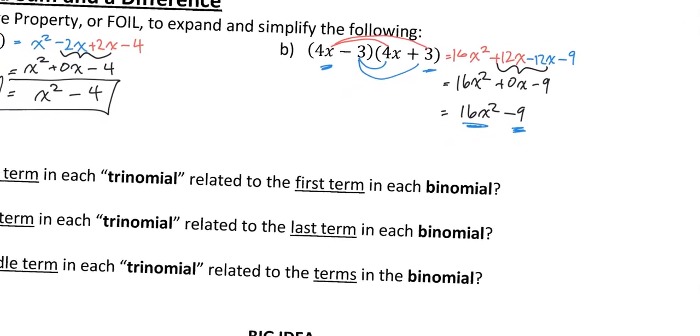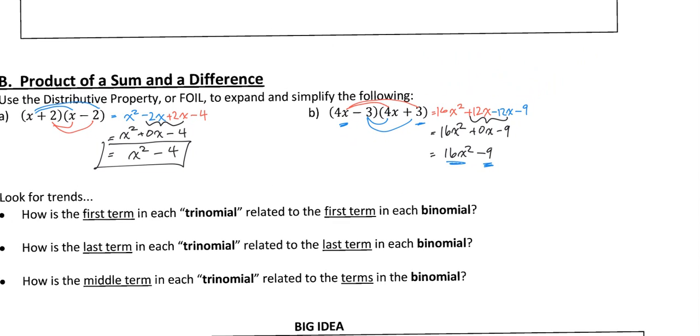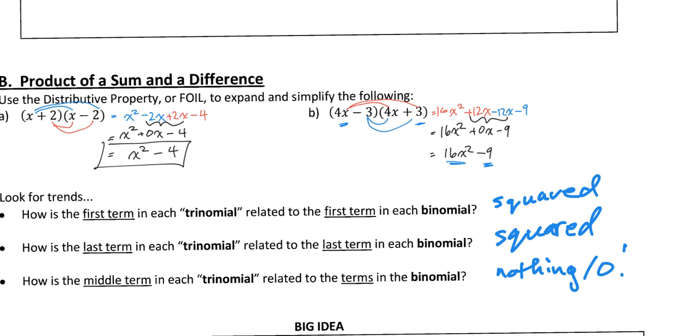So when we look at the first term in the trinomial, the related term in the binomial is squared. So when we look at the last term in the trinomial, it's always squared from the original binomial. When we look at the middle term in the trinomial, there's always nothing or 0. That's it.